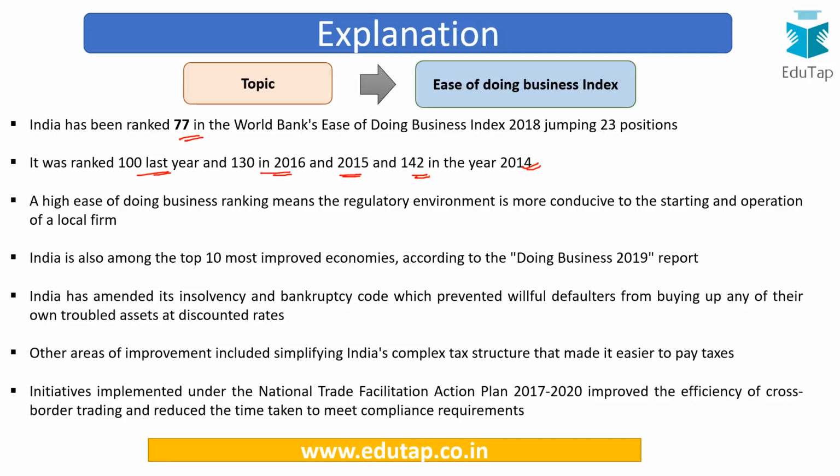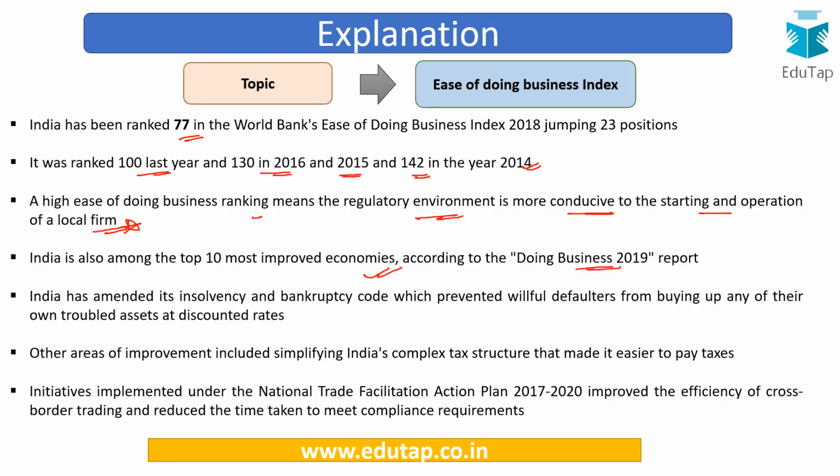So basically, a high ease of doing business ranking means the regulatory environment is more conducive to the starting and operation of a local firm. So that is what is more important, how does a local firm operate and is it easy for them to start up a business. And India is also among the top 10 most improved economies according to the report Doing Business 2019. So I will just tell you here that basically this Doing Business report is there, and this report includes this Ease of Doing Business Index.